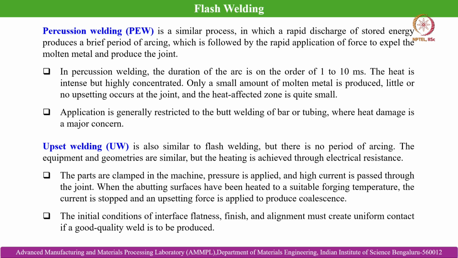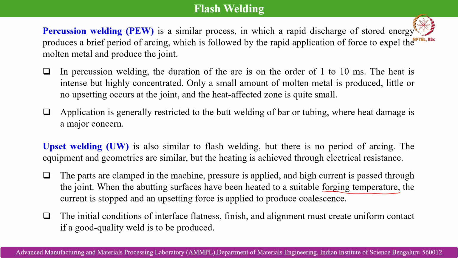So, the parts are clamped into the machine, pressure is applied and high current is passed through the joint. So, when the abutting surfaces have been heated to suitable forging temperature, the current is stopped and the upsetting force is applied to produce coalescence. So, please focus on this. Basically, it is heated up to the forging temperature. So, this is the difference with flash welding and percussion welding. We never talk about melting or weld metal preparation at the faying surfaces in case of offset welding.